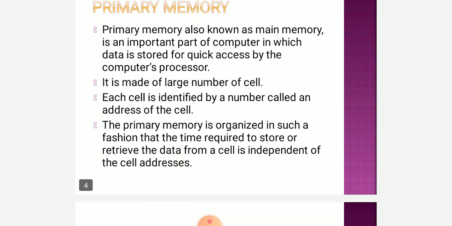And I explained your primary memory. Students, do you know what primary memory is? Primary memory is known as the main memory. Primary memory is the main memory of our computer. It is very important. All the data is stored in the primary memory, and with the use of primary memory the computer processor can quickly access the data.